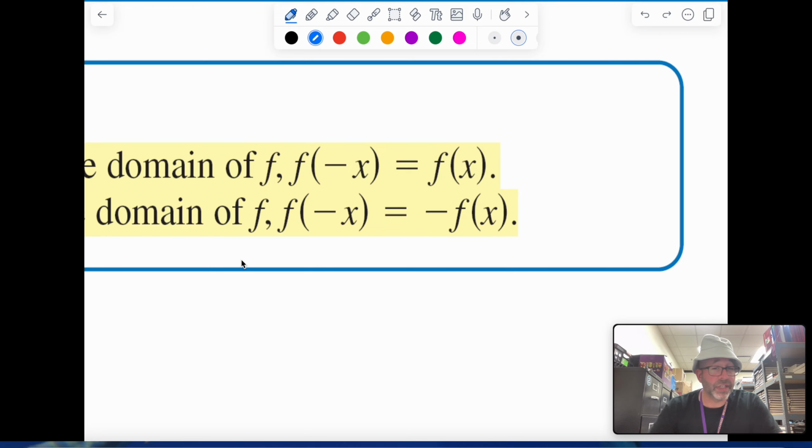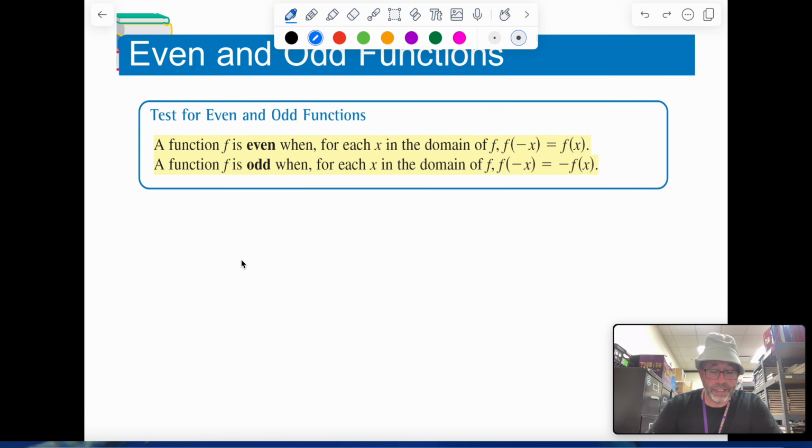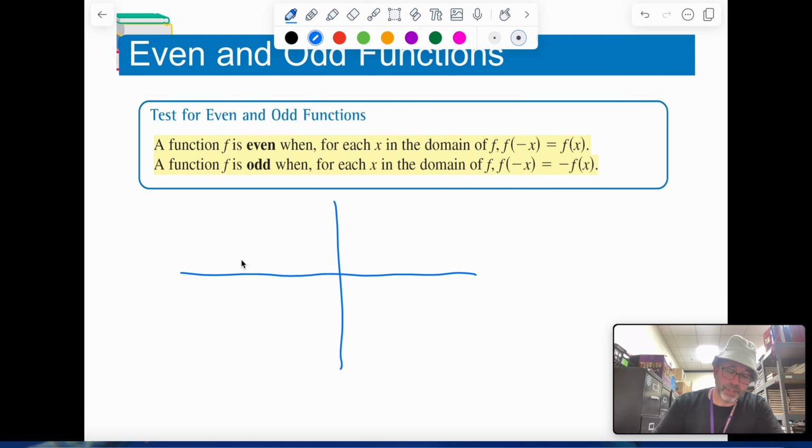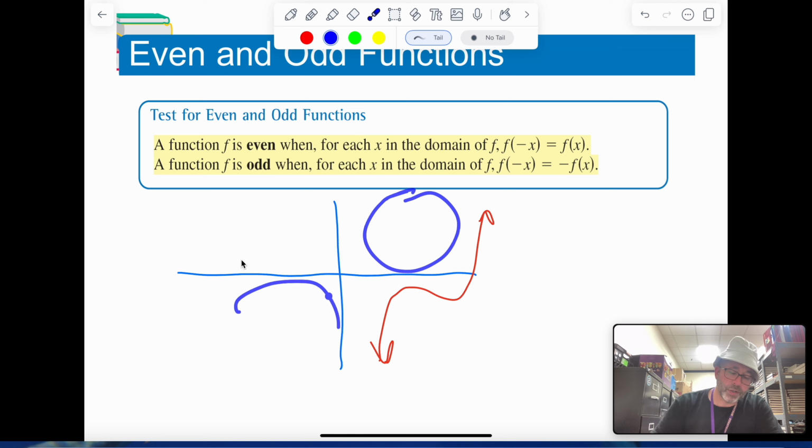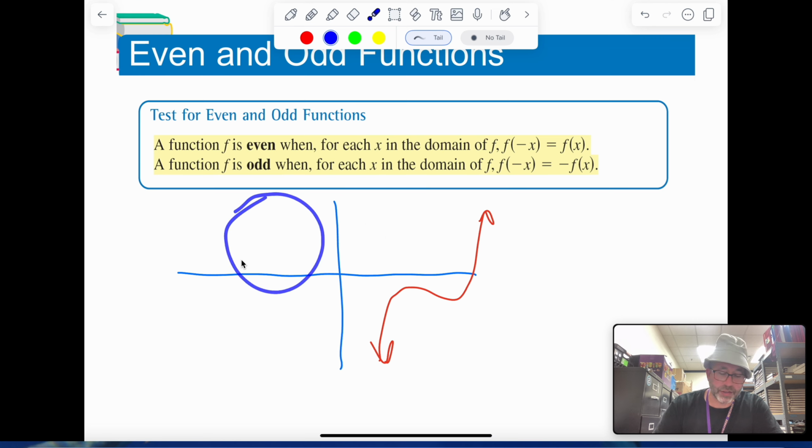It could very well end up being that it's neither. What would neither look like? Neither would be like if I did something like this. There's no symmetry over the axis right here. It's not the same on the right side as it is on the left side. We don't have it reflected over the origin in this direction, and we don't have it reflected over the origin in this direction. So this is not an even, it would be a neither.